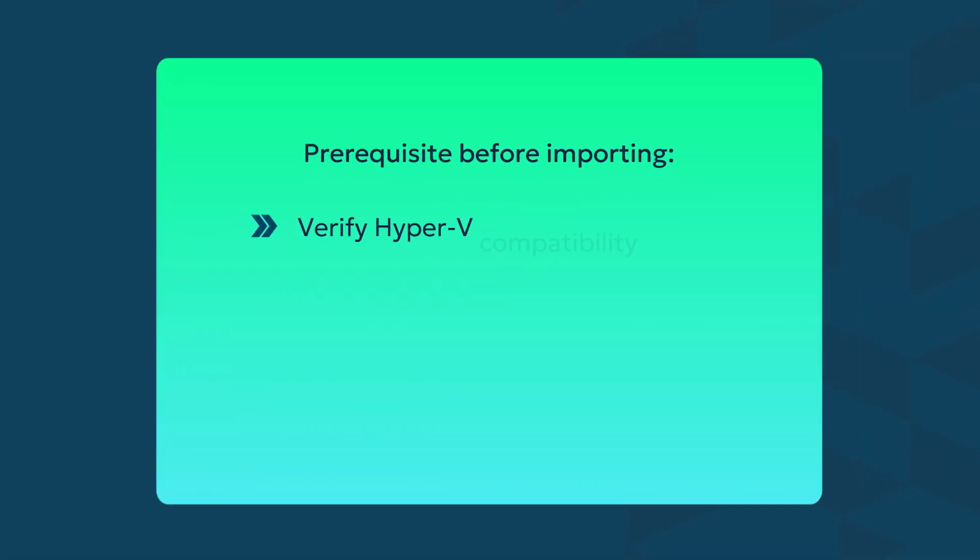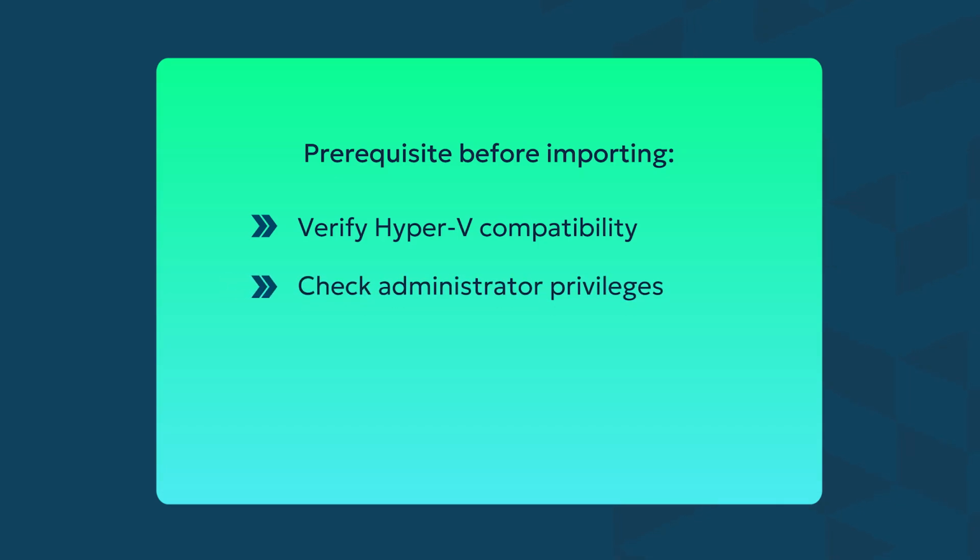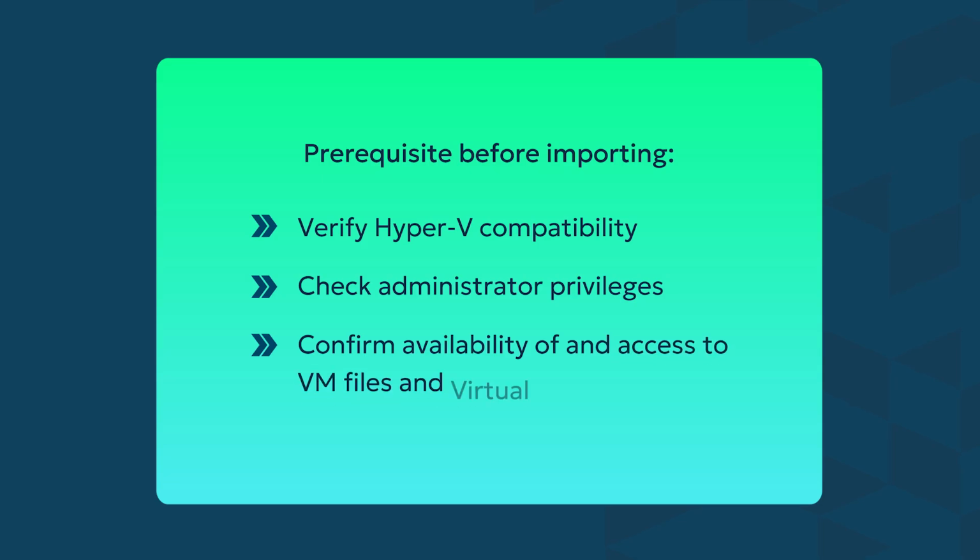Before you begin, confirm your system meets Hyper-V requirements. You'll need a supported Windows Edition and virtualization enabled in BIOS. Also, verify that you have administrative rights and access to the VM's configuration and virtual disk files.